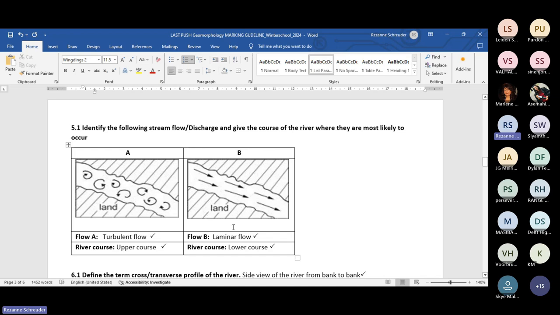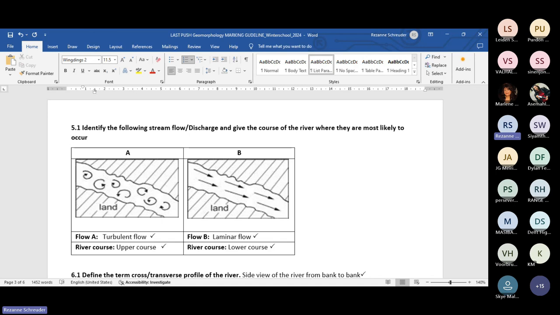And then when we get to the laminar flow, remember yesterday we said that the river flows in sheets or parallel sheets. So these arrows are positioned parallel to each other, and they're not as twisted and turned and bent like the arrows in diagram A.